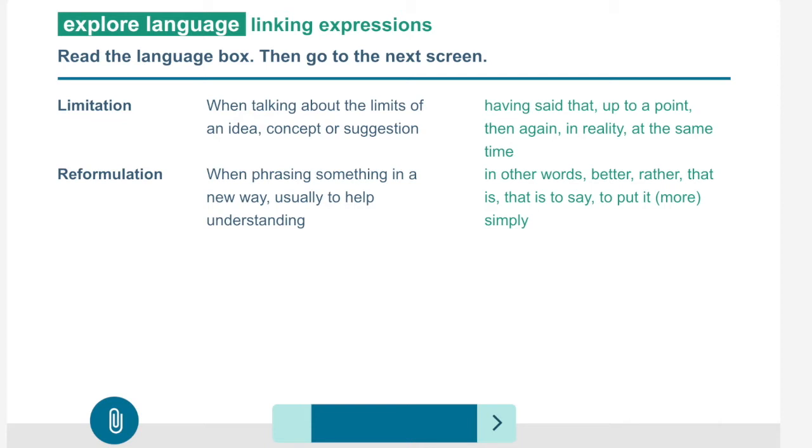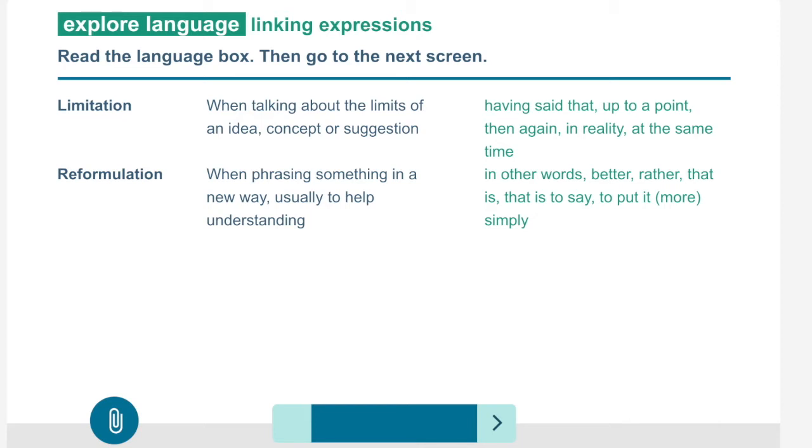Also, we have phrases that show that we want to reformulate or say something in a different way or in a new way to help us understand better. Examples of these could be: in other words, better, rather, that is to say, to put it more simply, and also we can say to put it mildly or to put it bluntly, and there are more examples of that. But we're going to work with to put it simply to begin with, all right?